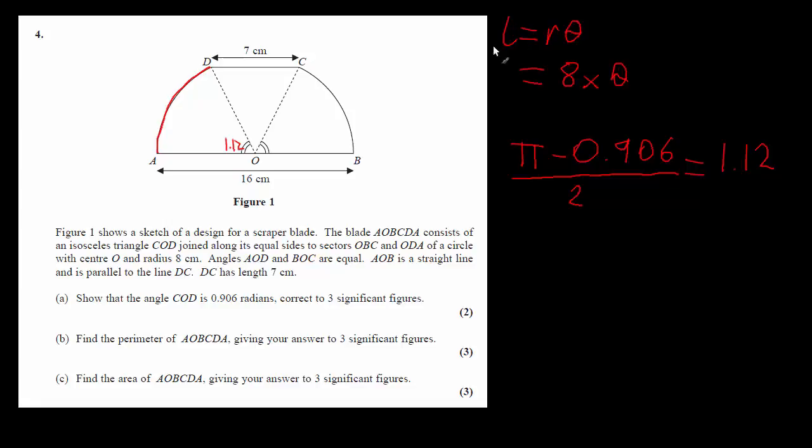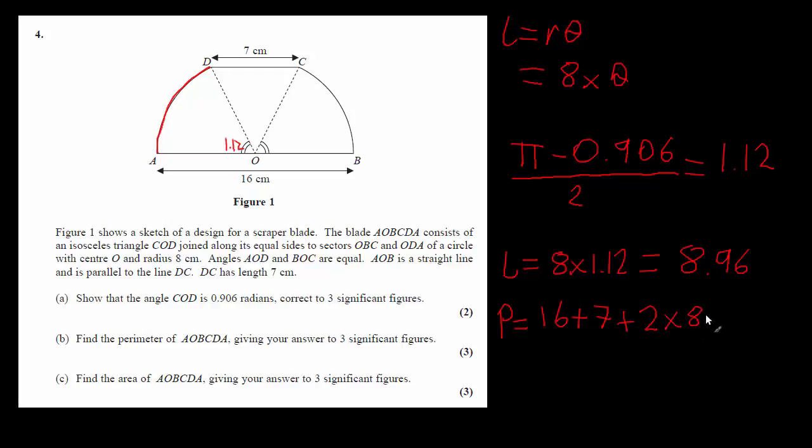Okay, so that means we can go back to this formula. So the arc length is going to be equal to 8 multiplied by 1.12, and that gives you an answer of 8.96. So that means our total perimeter, so I call that P, is equal to 16 plus 7 plus 2 lots of 8.96, since we have the two arc lengths here and here.